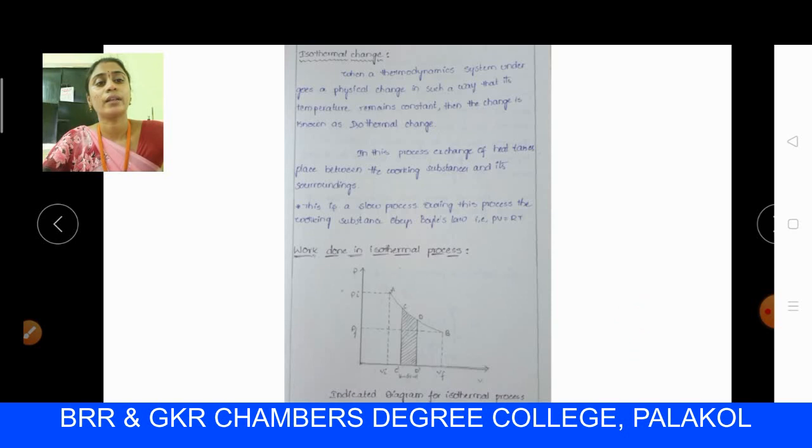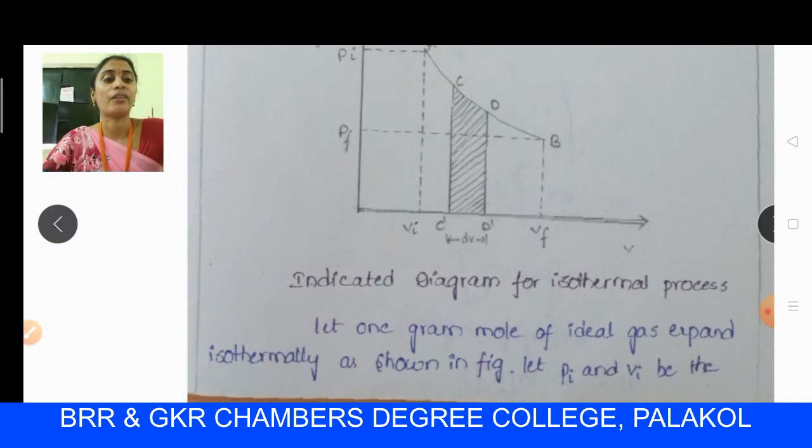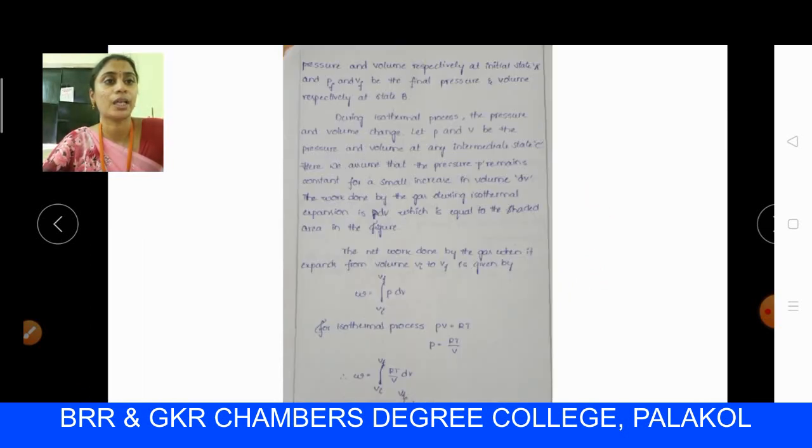The working substance undergoing isothermal change, we can explain with the help of an indicator diagram as given below. Here as shown, the PV indicator diagram. It means pressure and volume plotted on a graph. For 1 mole of ideal gas, the indicator diagram takes pressure on the y-axis and volume on the x-axis. Let 1 gram mole of ideal gas expand isothermally as shown in the figure. Let Pi and Vi be the initial pressure and volume respectively, and the final pressure and volume be Pf and Vf as shown here.